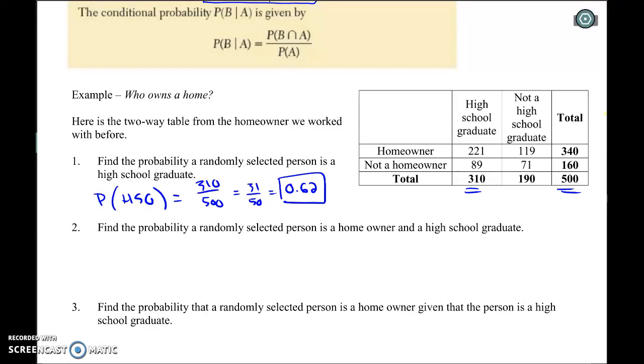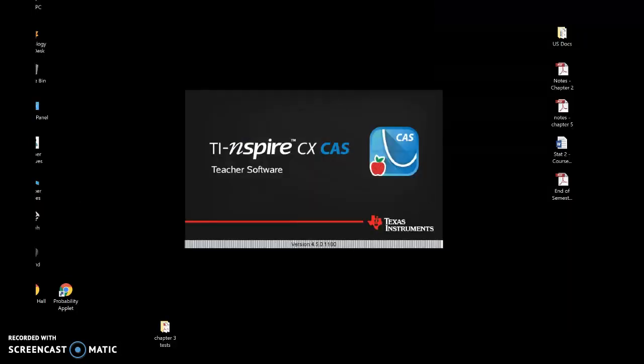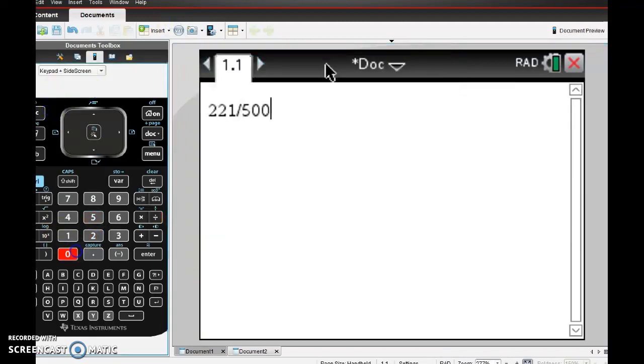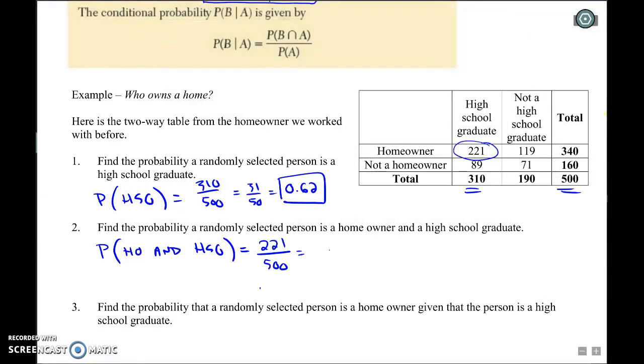Find the probability a randomly selected person is a homeowner and a high school graduate. Well, how many people were both homeowners and high school graduates? That would be this many people out of the total. You can leave them as fractions. I do prefer that if you're going to leave them as a fraction, you leave it as a reduced fraction. I don't think there's anything that goes into both of those. But it's not a bad idea to use your calculator for every problem. We could just type it in and get our decimal proportion. So 221 out of 500 is 0.442.